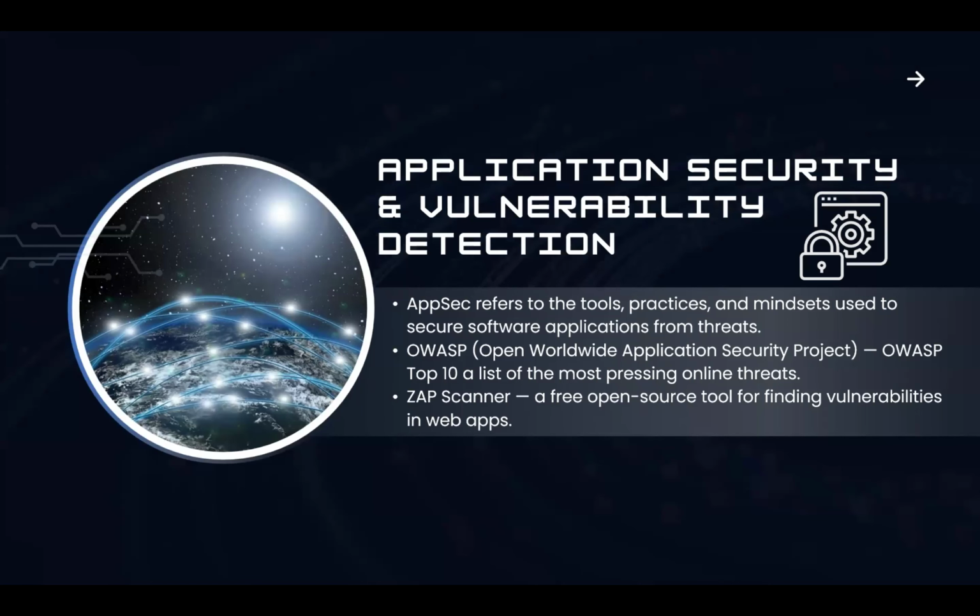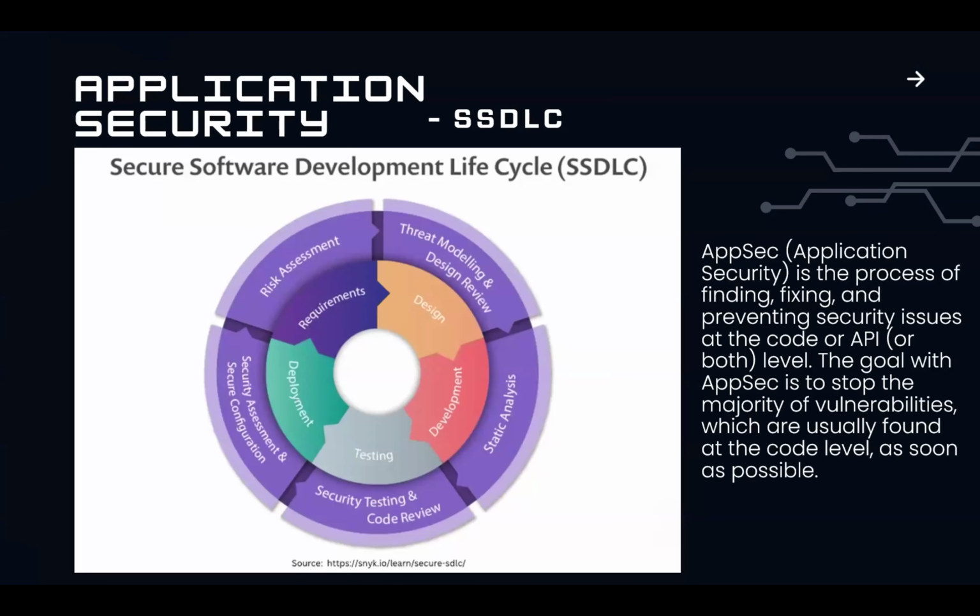Then we moved on to AppSec, that's application security and vulnerability detection. We also got to learn about OWASP, which is a non-profit platform that maps out the different threats being faced. There's something called the OWASP Top 10, which is a list of the most pressing online threats. And then we got to download and install ZAP Scanner, which is more or less like a hacking tool for vulnerability testing.